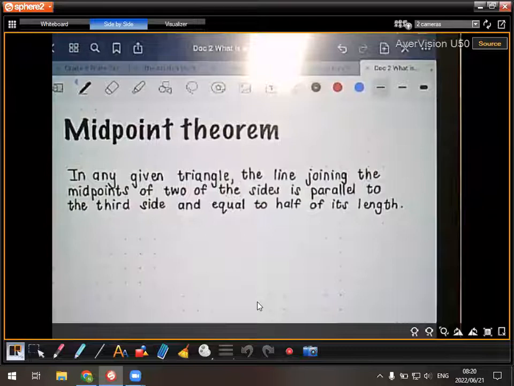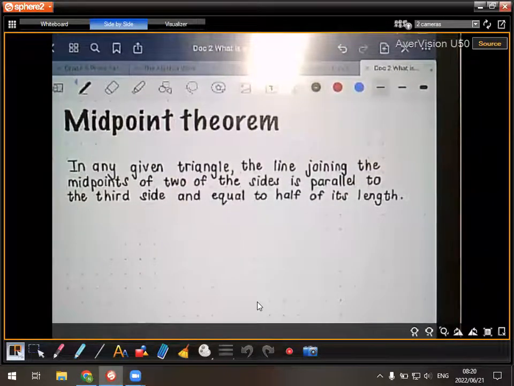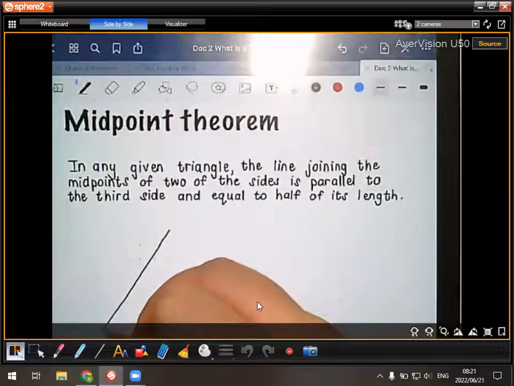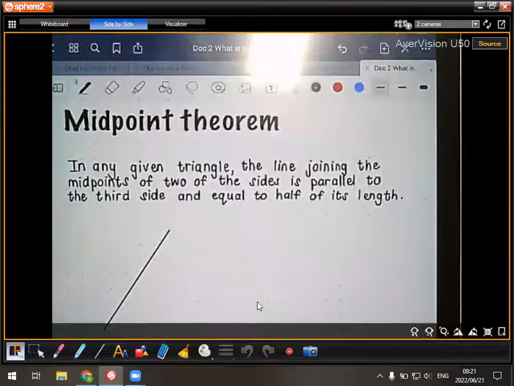That's quite a long theorem. We won't ask you to write it out, but we do obviously have to know it from here. So I'm just going to draw a diagram so that you can see how it works before we start talking about how to possibly prove this.